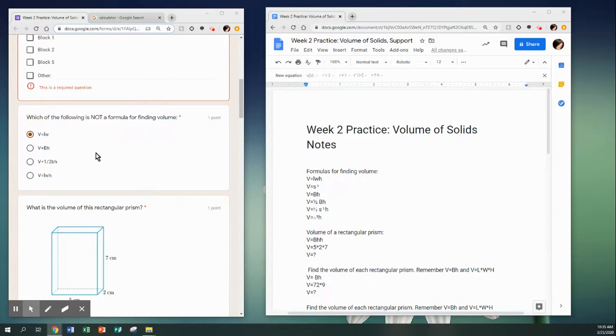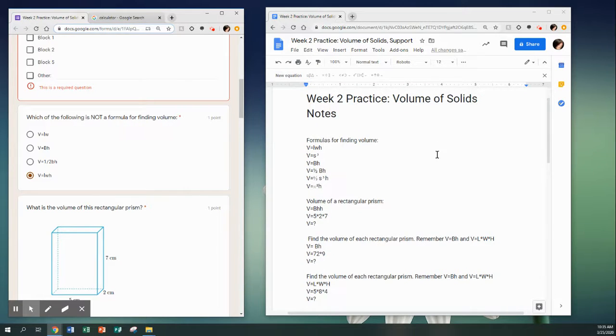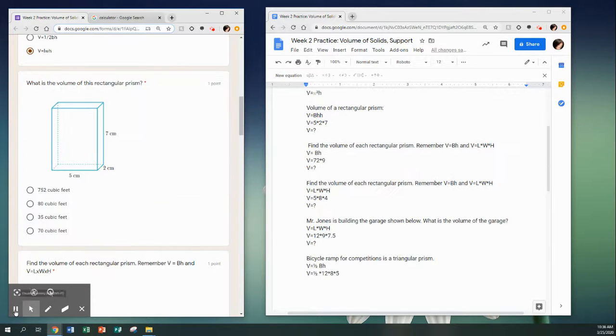It says, which of the following is not a formula for finding volume? V equals volume equals length times width, or volume equals base times height, or volume equals 1/2 base times height, or volume equals length times width times height. Look at my notes. I wrote a bunch of different formulas for finding volume for you to be able to answer this question. I'll pause while you take a look and answer the question.